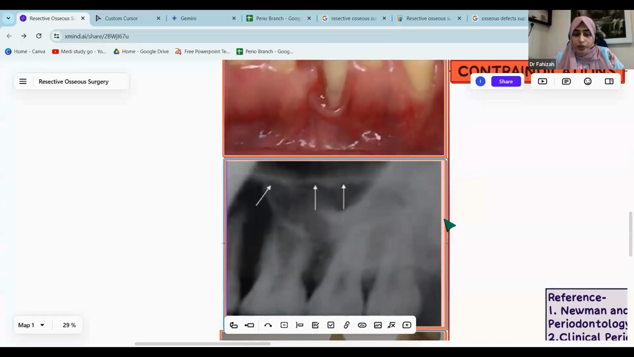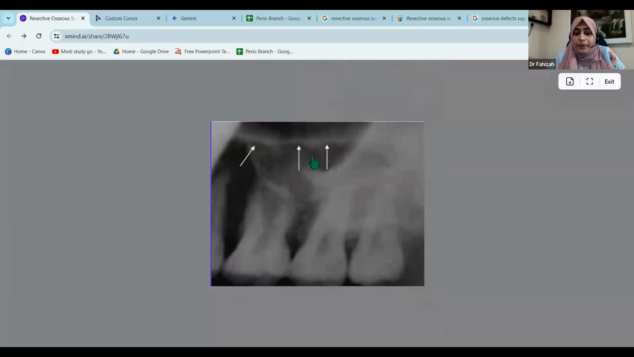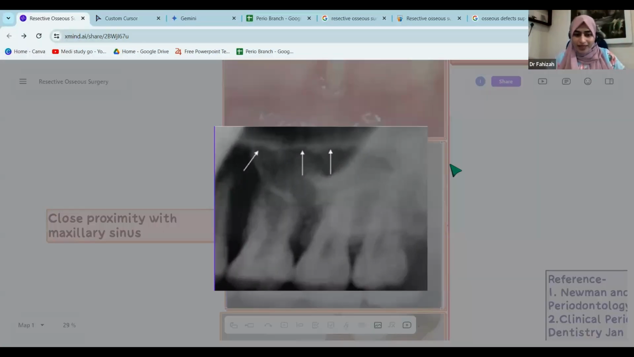Then coming to close proximity with the sinus. In the maxillary sinus area, we have to be very careful because then perforation happens, and the pain is unbearable for the patient. So always when the bone is related and it is in close proximity to the maxillary sinus, just stay away from that case.